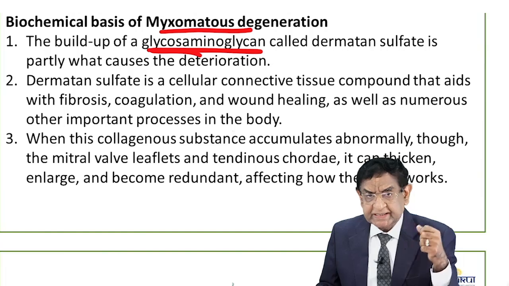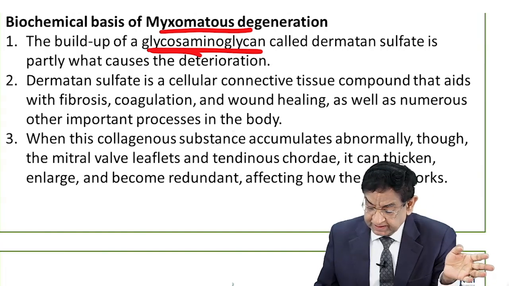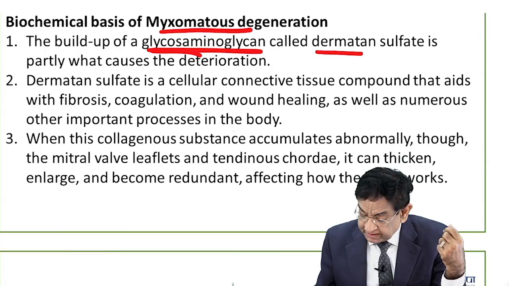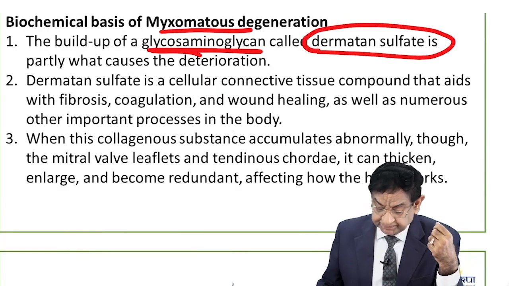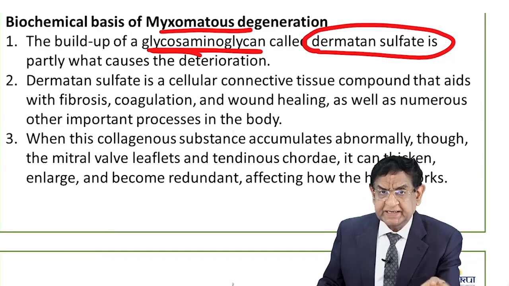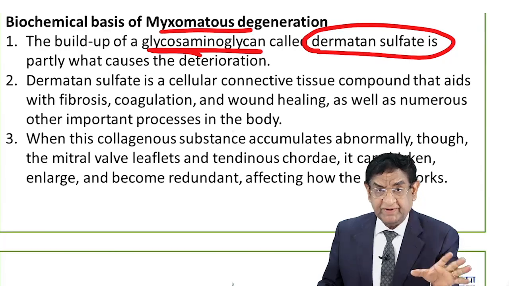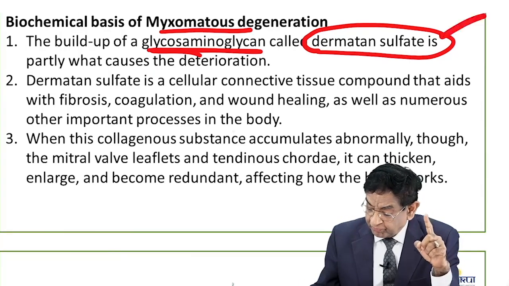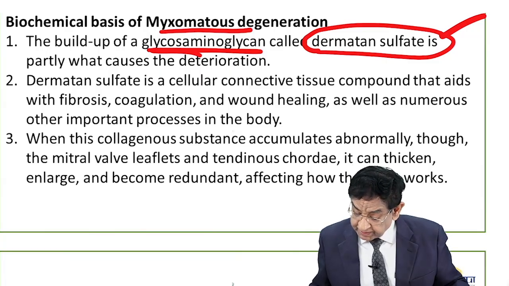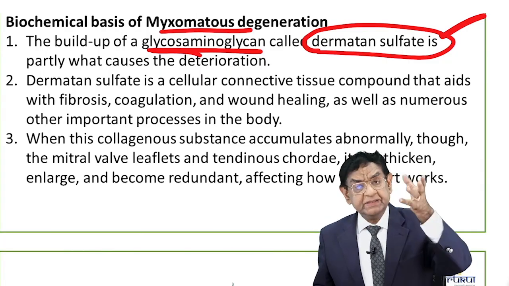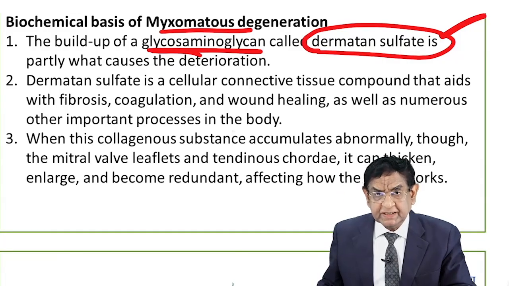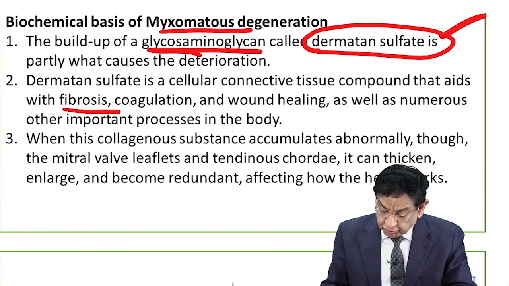Glycosaminoglycan accumulates in the leaflet of the mitral valve. And what is this? What is the chemical formula? It is dermatan sulfate. So you can say dermatan sulfate gets accumulated in the valve leaflet. Okay. So you have to remember only one keyword: dermatan sulfate. Okay. And it is this molecule which gets deposited in the valve, and that leads to fibrosis.